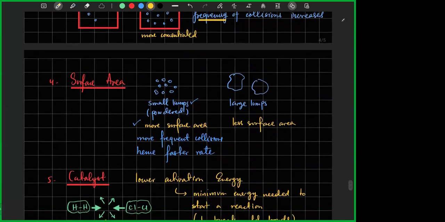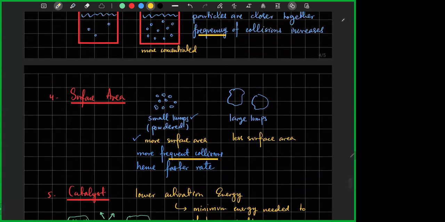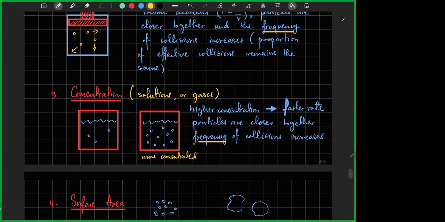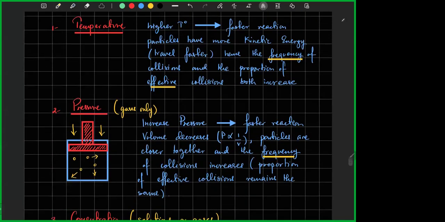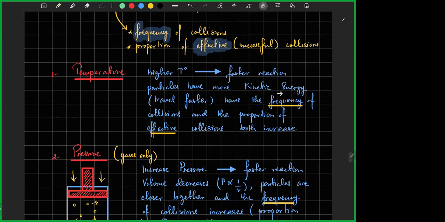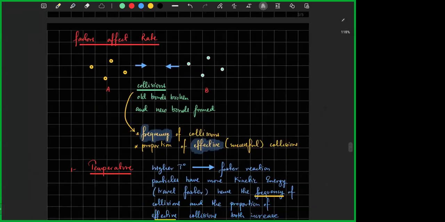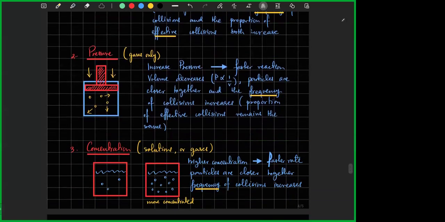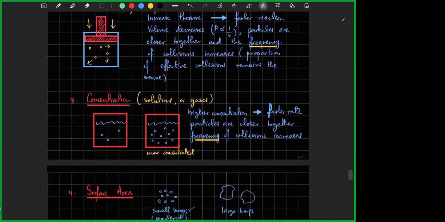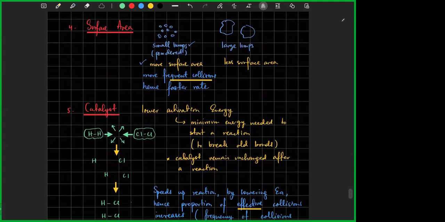So keep this in mind. Surface area, you get more frequent collisions. Concentration, you get more frequent collisions. Pressure, you get more frequent collisions. With temperature, you get more frequent as well as effective collisions. Both of them increase. So remember, this is how you're going to describe the factors that affect the rate of reaction: temperature, pressure, surface area and catalyst. The wordings have to be exactly the same. The scientific terminology that's used should always be exactly the same.